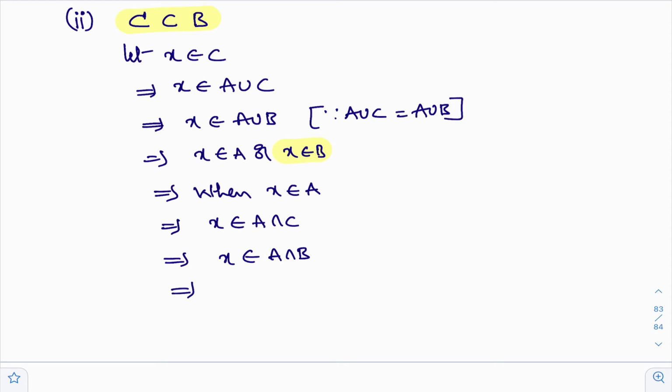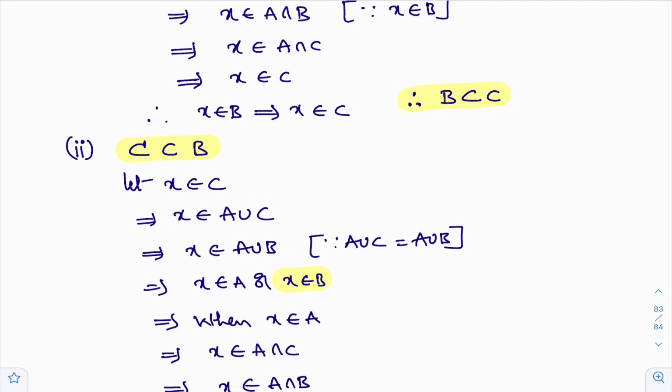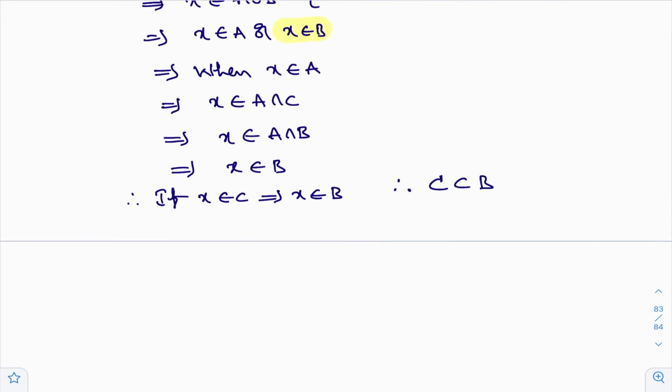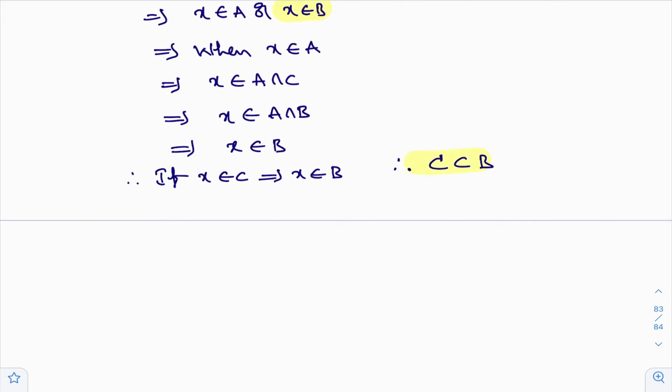Okay, when X is there in A intersection B, X is there in A as well as X is there in B also. From this I can easily say that X belongs to B. Now you observe, I started with X belongs to C, I got that X belongs to B. So I'll write here, therefore, if X belongs to C implies X belongs to B, then the conclusion is C is a subset of B. Here we proved that B is a subset of C, you take it as 1. And here we proved that C is a subset of B, you take it as 2.